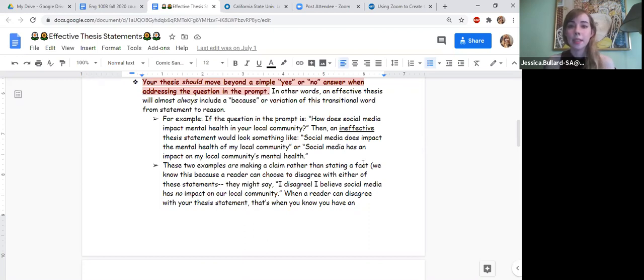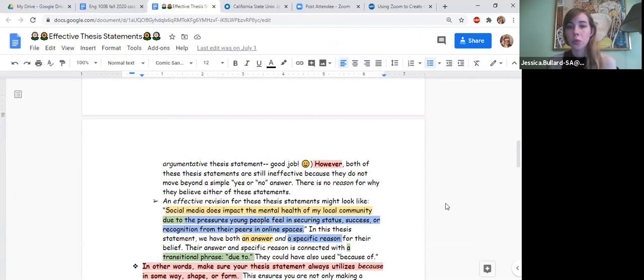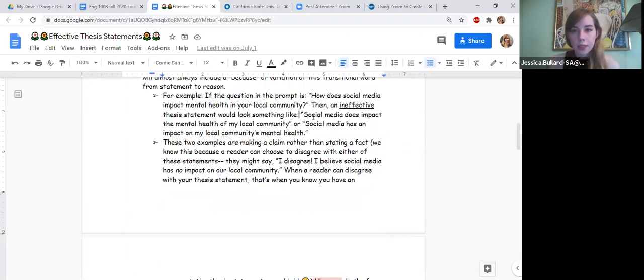Here's why it's ineffective. These two examples are making a claim rather than stating a fact, right? But they're not giving us a reason. Both of these thesis statements are still ineffective because they do not move beyond a simple yes or no answer. So to look again, just by saying social media does impact the mental health of my local community, you are answering the question, but all you're saying is that it exists. You're basically just saying, yes, it does impact my community.